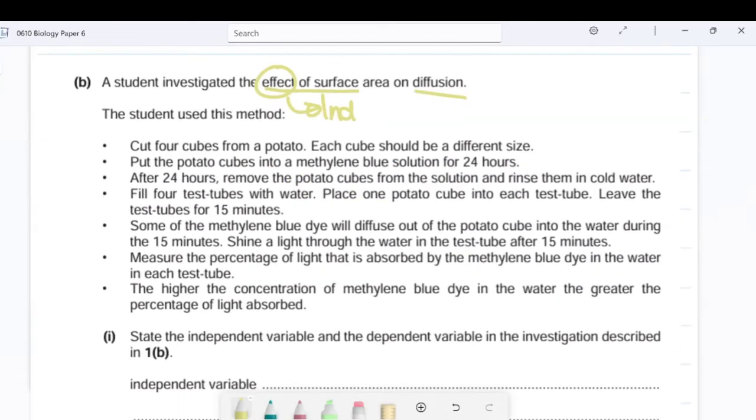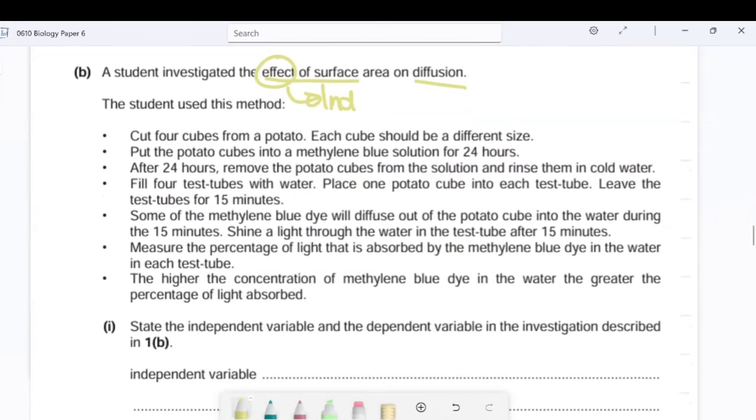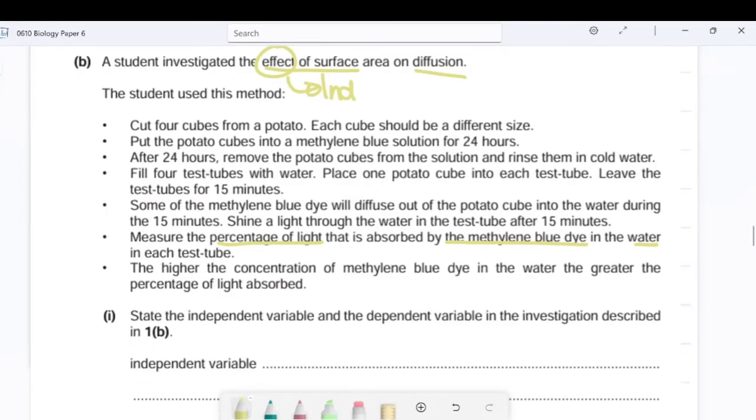And if we look a little closely, diffusion is something they're measuring, but how are they measuring the diffusion? They measure the percentage of light absorbed by the methylene blue dye in the water. Okay, that's your dependent variable. That's what you're measuring. So if you're measuring, okay, these are keywords you can use to identify. That means that's your dependent variable. If it's an effect, that's your independent variable.